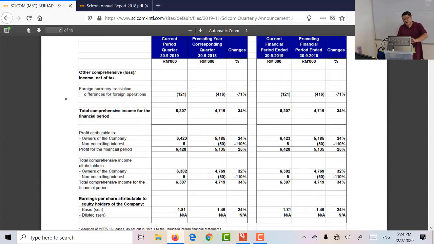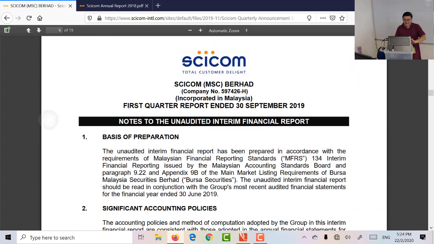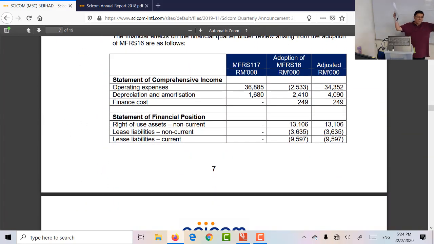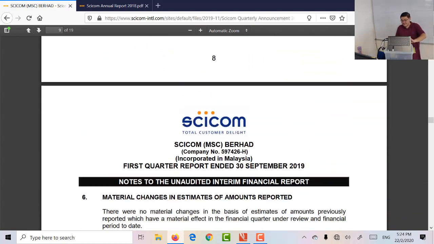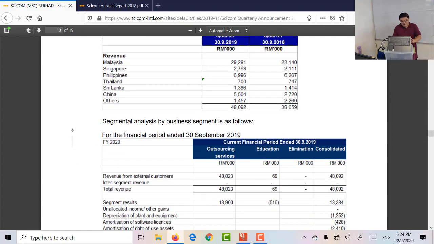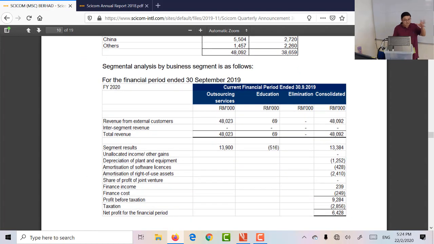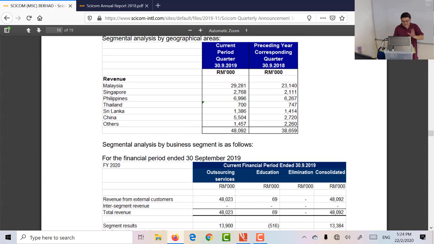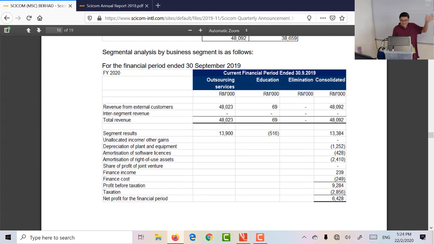Even if I give you an example, let's say we go to the segmental result, because usually the P&L is all consolidated, you probably find it a bit hard to see. We realize that they have segmented according to geographical location, and also according to their business industry. Geographically, Malaysia seems to be the main segment, followed by Philippines and China. Then they have three categories, outsourcing, education, and consolidated, which is combined. So actually only two: outsourcing and education.